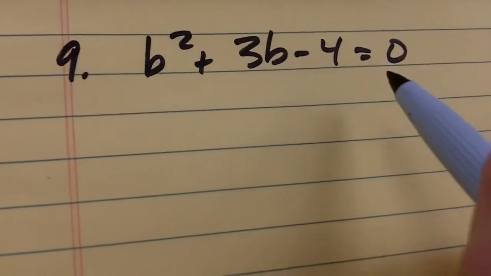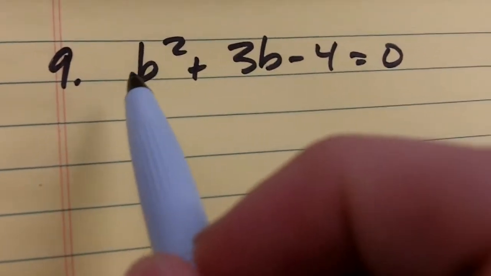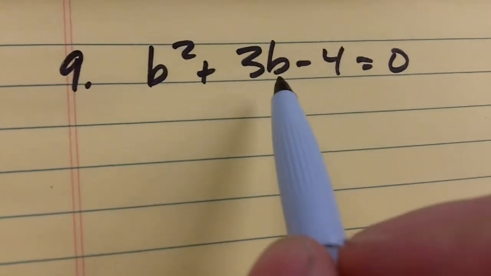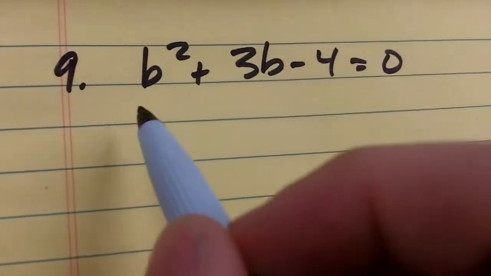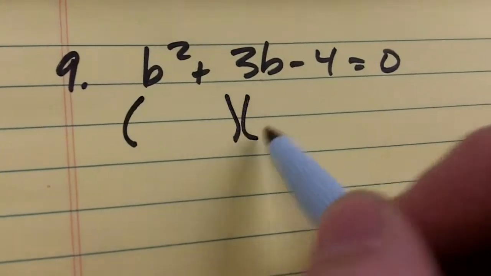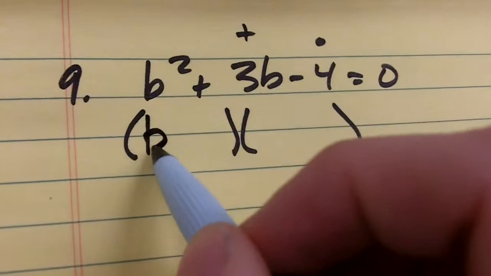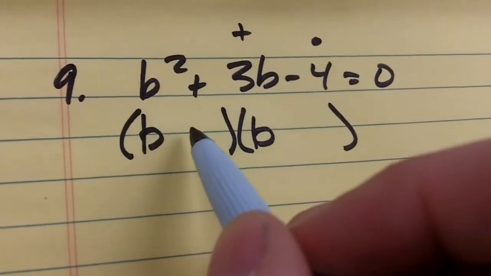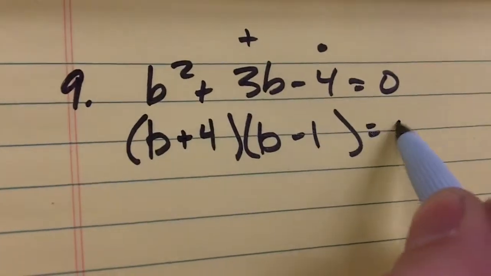This is a quadratic equation. How can you tell it's a quadratic equation? Because that's a squared term. So the first thing you do is see if you can make this a perfect square, but you can't because you have this other b term right here. So then the next thing you try is you see if you can factor this. Well, go back to our old factoring days. I need two numbers that multiply to -4 that add to +3. What are the two numbers that multiply to -4 that add to +3? Those two numbers are +4 and -1: (b + 4)(b - 1) = 0.